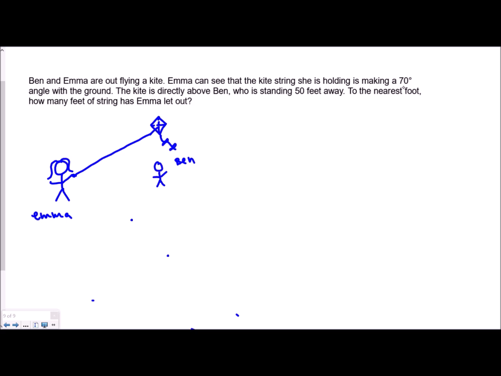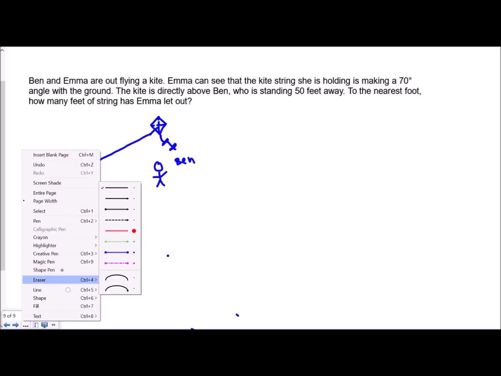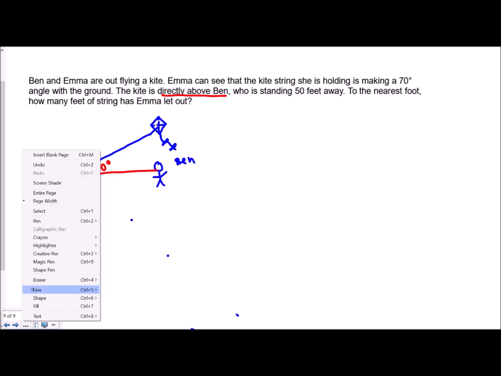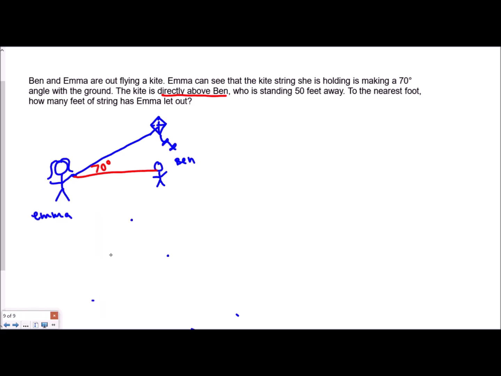Emma can see the kite string she's holding is making a 70-degree angle with the ground. So right here, now this isn't the ground, but it's parallel to the ground, so we're going to consider it to be the same thing. Okay, 70 degrees right there. And notice I drew the line out to Ben because it tells me that the kite is directly above Ben, which means I can now draw a perpendicular line from the kite down to Ben, and that forms my right angle.